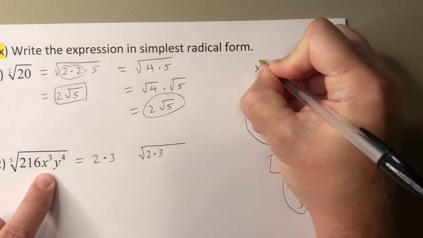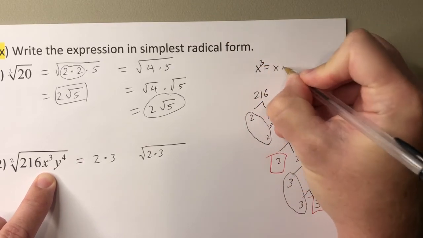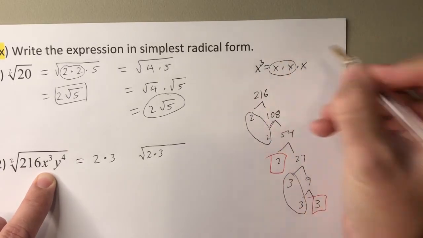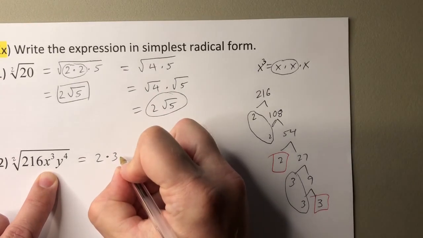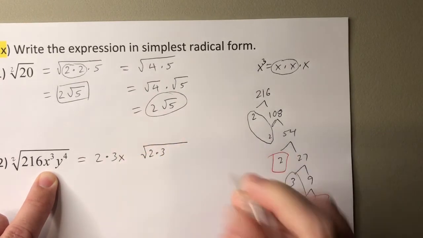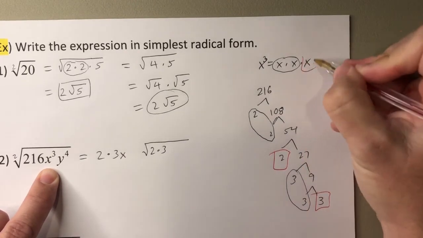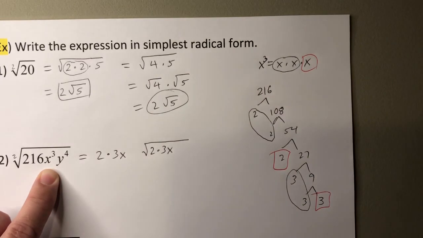This x cubed means the same as what? X cubed means the same as x times x times x, right? For every pair of this base x, you're going to write down an x in front. So times x. Now you have 1 left over. Don't forget about the 1 you have left over right there. Whatever's left over stays underneath the radical.